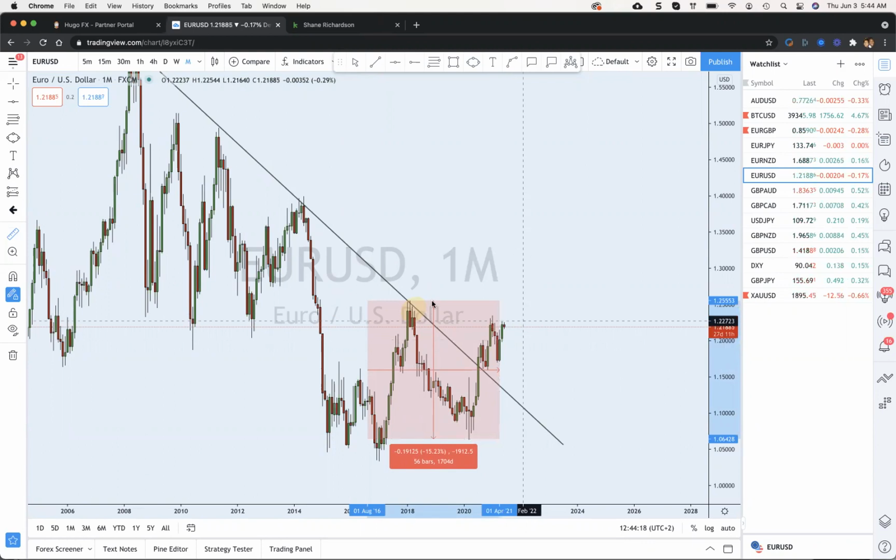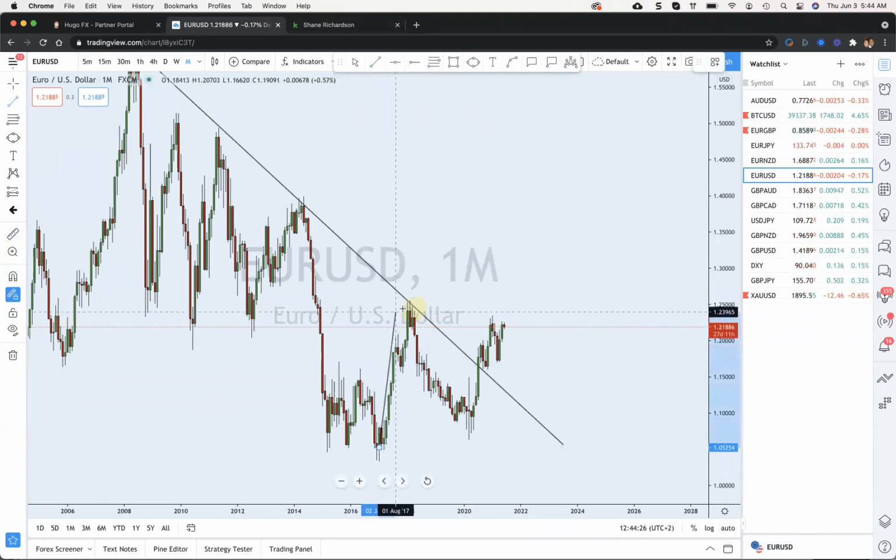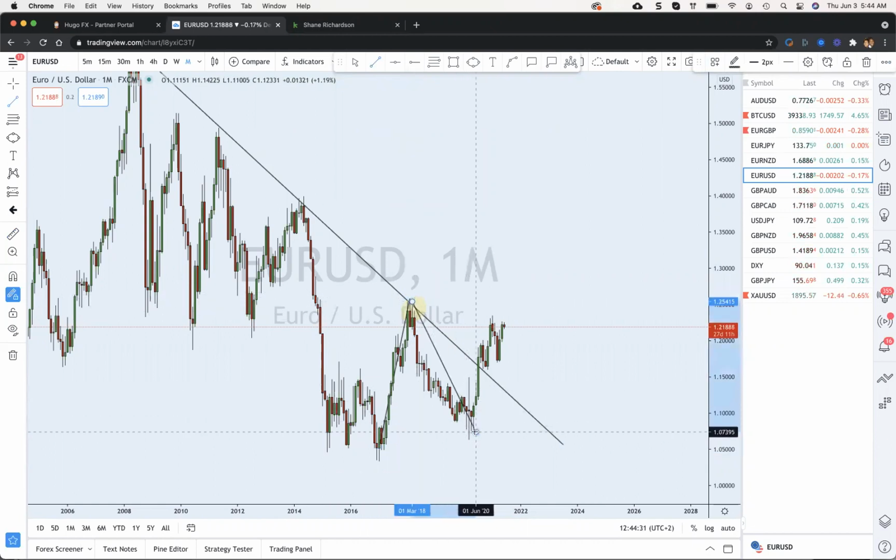From that drop, from this top down to this bottom, we're looking at over 1900 pips. So that's definitely an area to watch on the monthly, even though this could possibly do something like this. It could go up, down, up. It could technically keep going, but I seriously doubt it right now. I mean, there's always going to be a reaction.